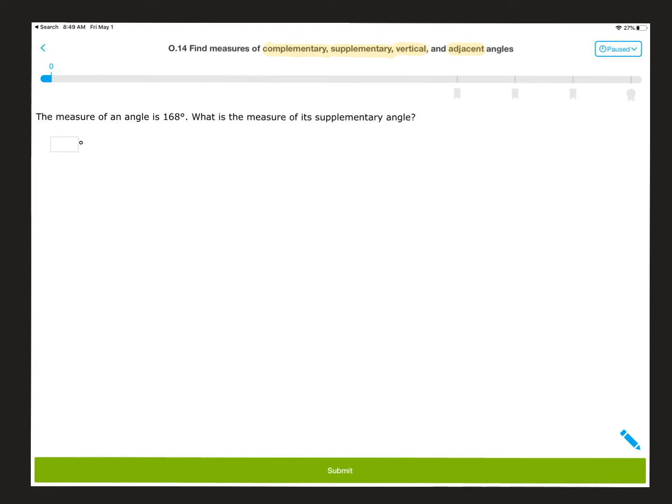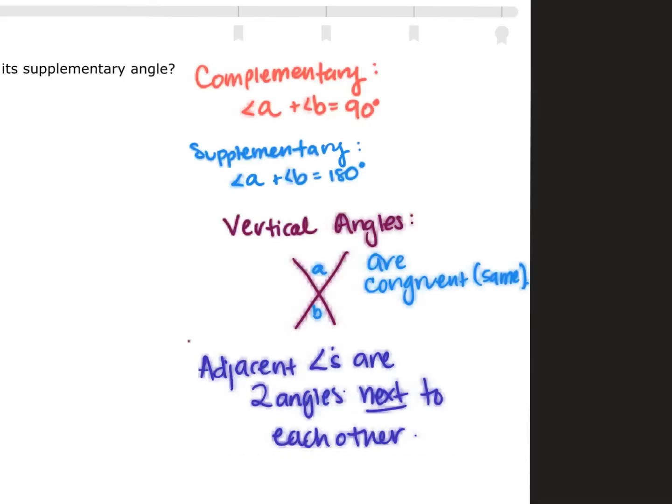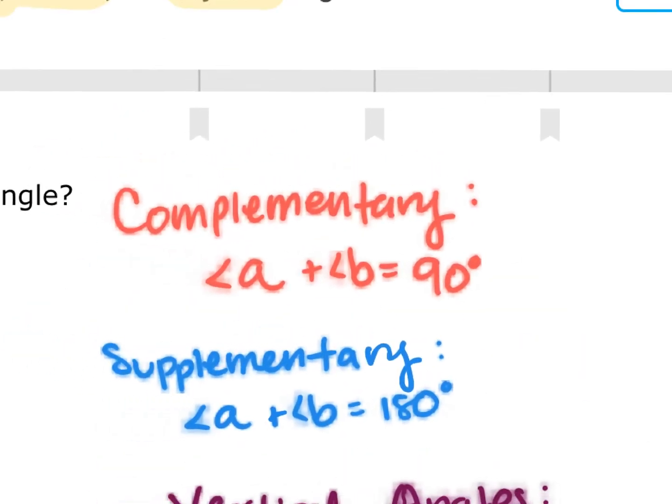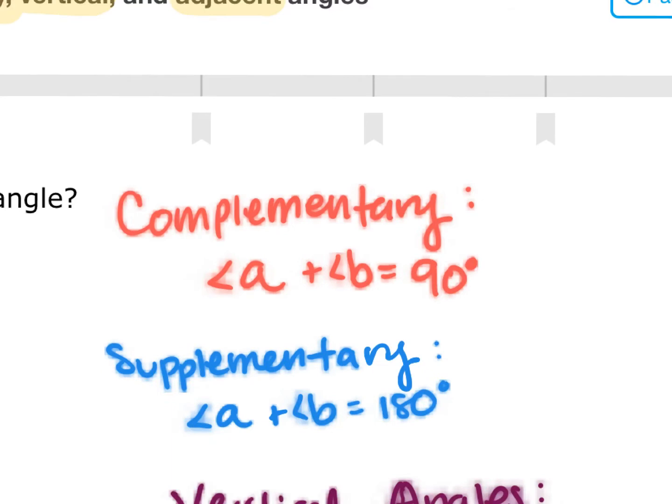Okay, so here we go. So complementary, I'm going to take a moment. I'm going to write down the definitions for you just in case. Okay, so here we go. I put the definitions there for you. So complementary is two angles that add up to 90 degrees. So if we look at one angle, so remember this is angle A, angle A plus another angle, right, B, should equal 90 degrees. Okay, so keep that in mind.